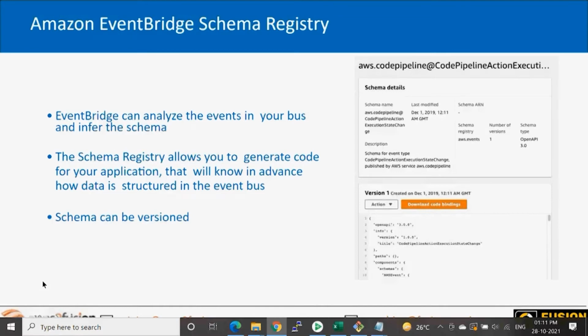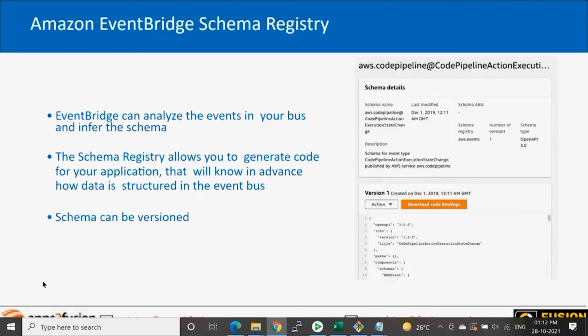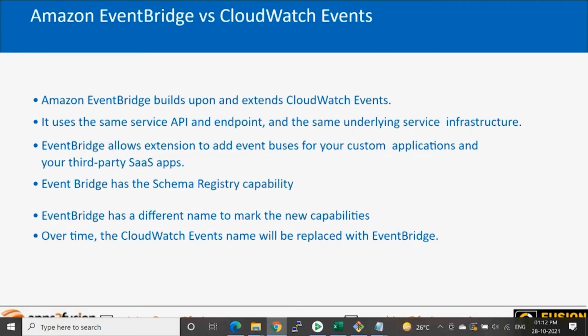Okay. So next is EventBridge versus CloudWatch Events. Both are almost the same, but EventBridge builds upon and extends CloudWatch Events. It uses the same service API and endpoint and the same underlying service infrastructure. EventBridge allows extension to add event buses for your custom applications and your third-party SaaS applications as well. EventBridge has a schema registry capability, but CloudWatch Events does not. EventBridge has a different name to mark the new capabilities. That's it. Over time, CloudWatch Events' name will be replaced with EventBridge.